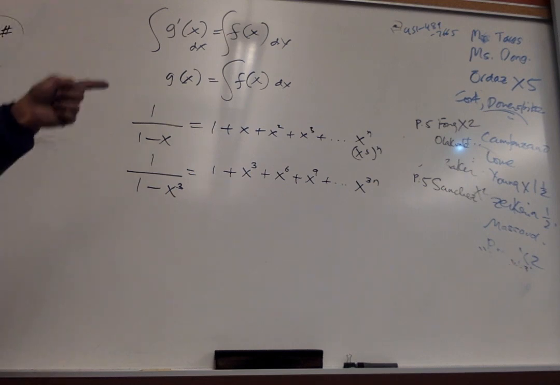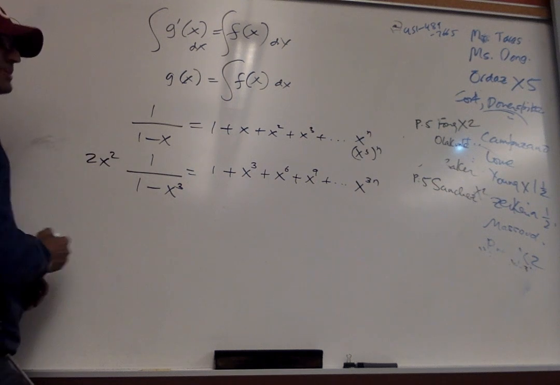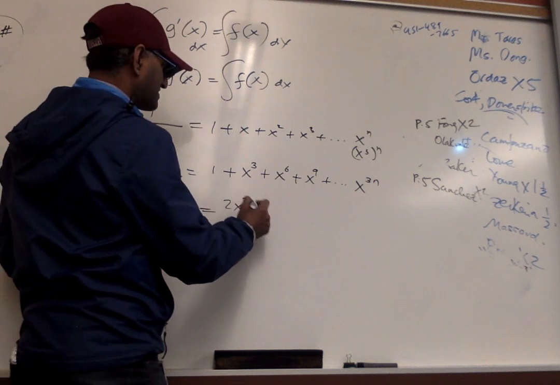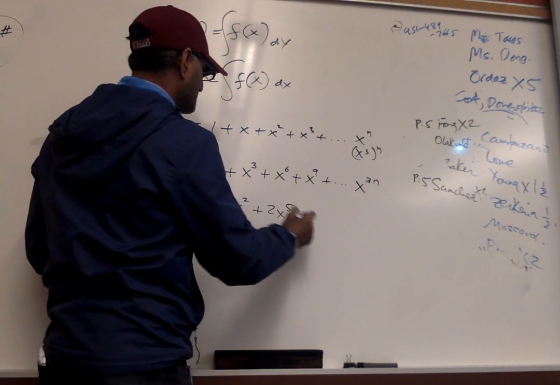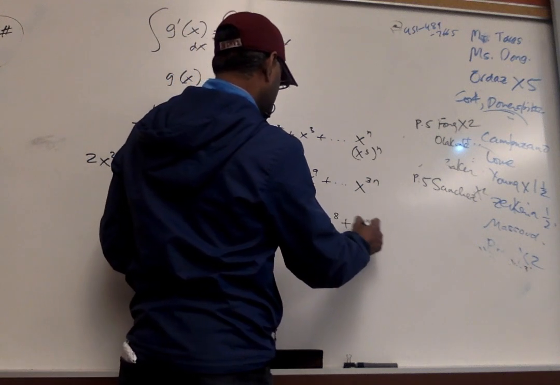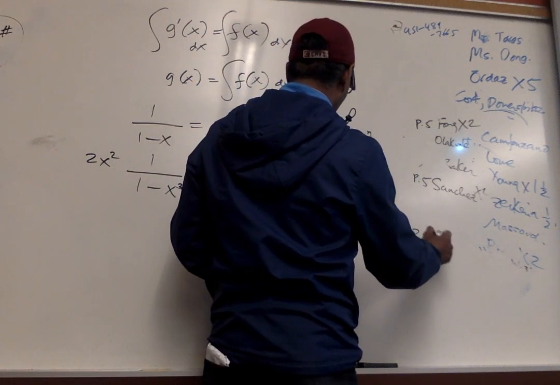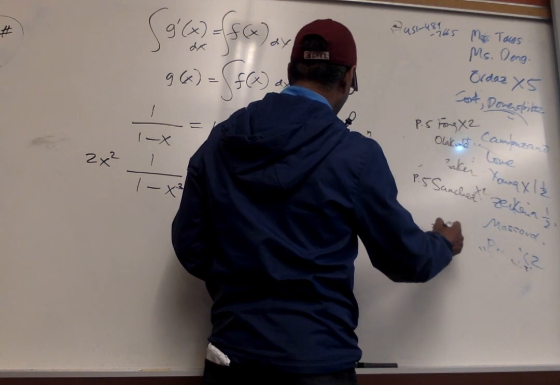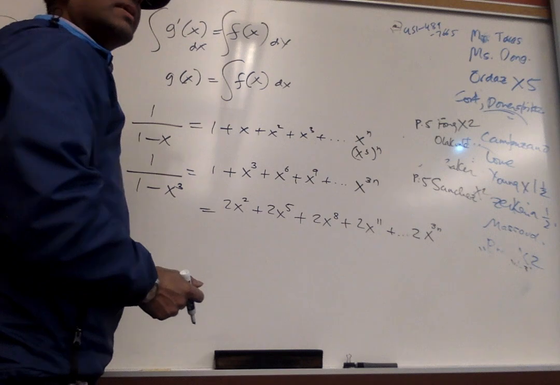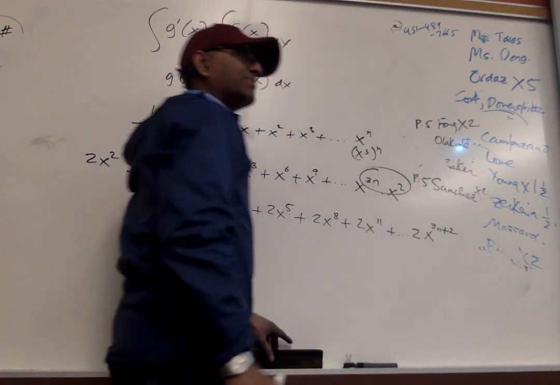I need a 2x squared over. So what should I multiply every term by? I hope you understand the logic. I'm going to multiply every term by 2x squared. What is the first term now we got? 2x squared. Next term, 2x5. Next term, 2x8. Next term, 2x11 plus dot dot dot 2x to the power of 3n plus 2. We're multiplying every term by x squared. Ah no, we add powers.